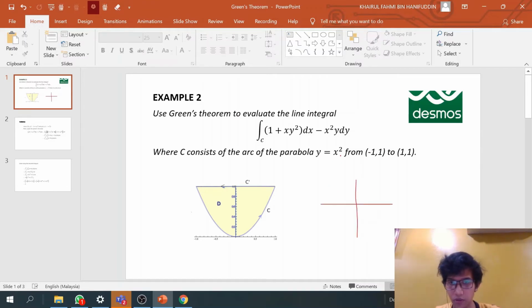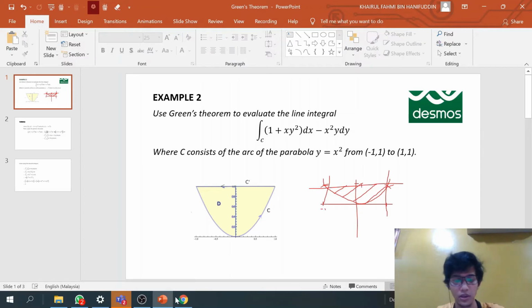The equation is y equals x squared. So x squared is not a straight line, it's a curve like this. Since the coefficient of x squared is positive, it's a smile. So the point (-1, 1) is here, and point (1, 1) is here. So we can obtain the limit. So the region is here, and we can obtain the limit of x and the limit of y.